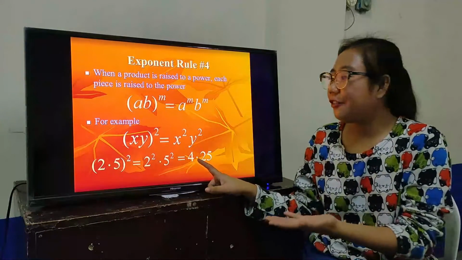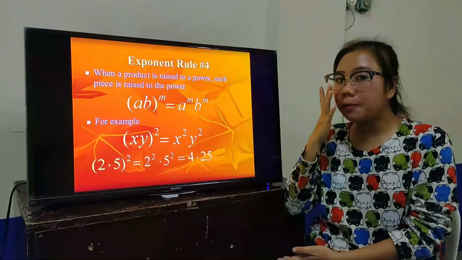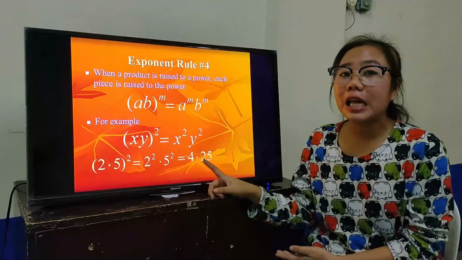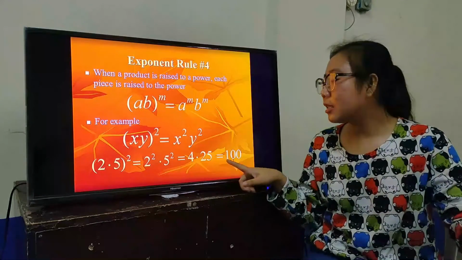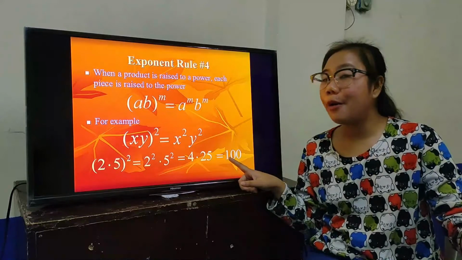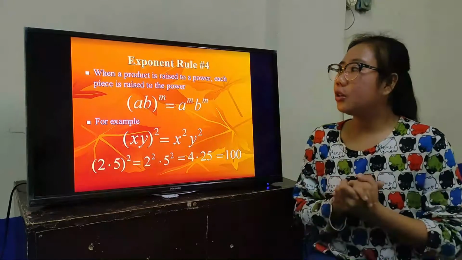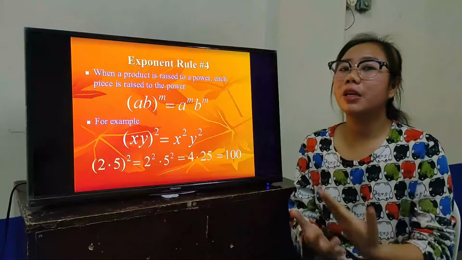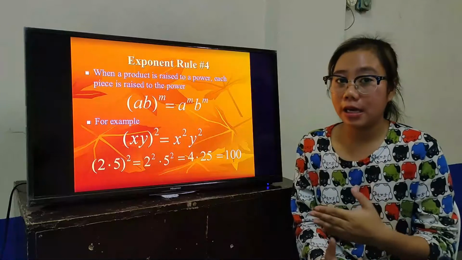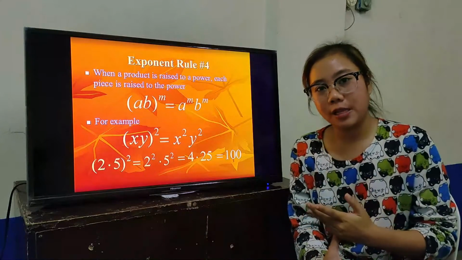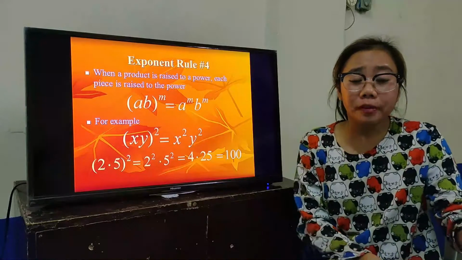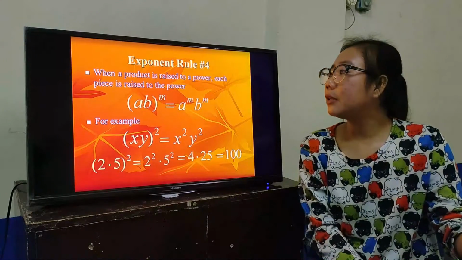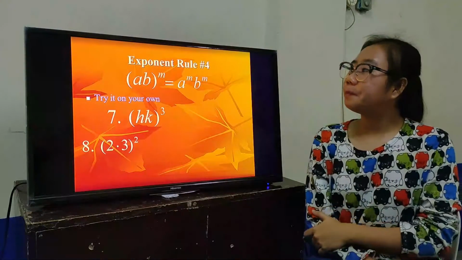So is this our final answer? Not yet. We need to get the product of these two numbers. 4 times 25 equals 100. So this is now our final answer. Don't forget that in our exponent rule number 4, you're just going to multiply the exponent to another exponent. So again, please get your papers and the pen, and let's try another activity.